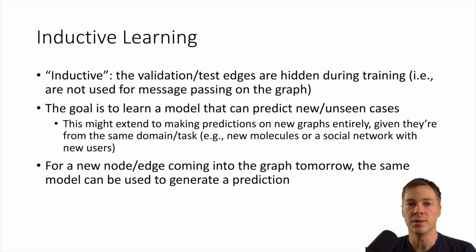Inductive learning. This is more aligned with what you're going to be used to with a traditional machine learning setup. In the context of graphs, the validation and test edges are going to be hidden during the training process and therefore not used for message passing. And the goal in this case is to learn a model that can predict new and unseen cases.